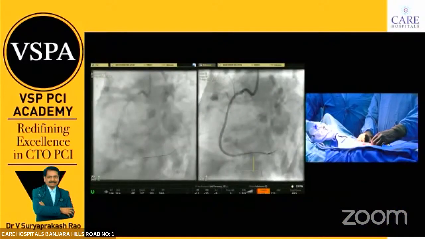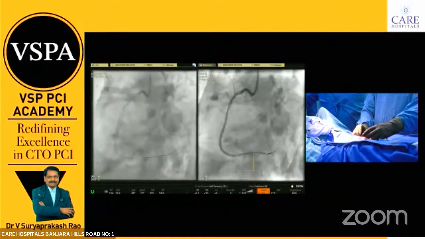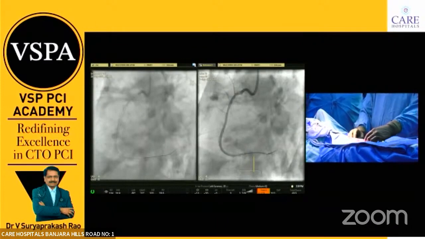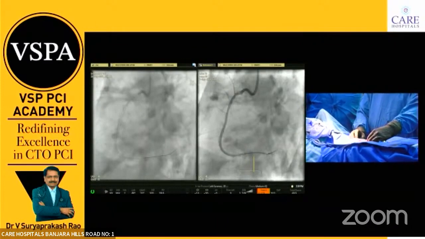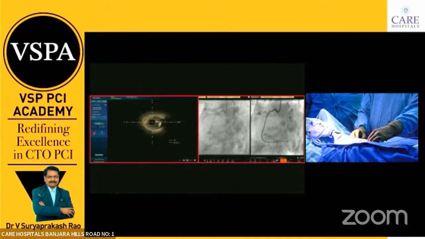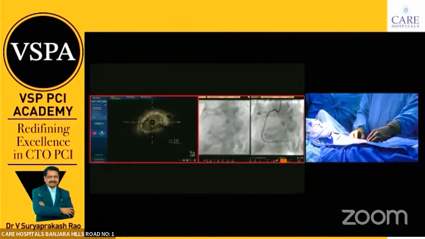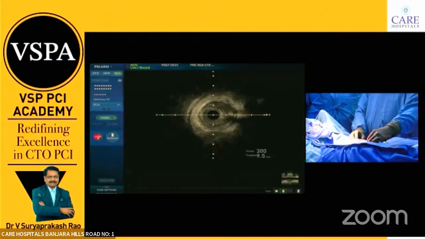Raghu, are you able to see the IVUS? No, as of now we cannot see. We are just putting the IVUS there. Yeah, we can see. Can we have the IVUS on the largest screen, please? We can show only the IVUS.